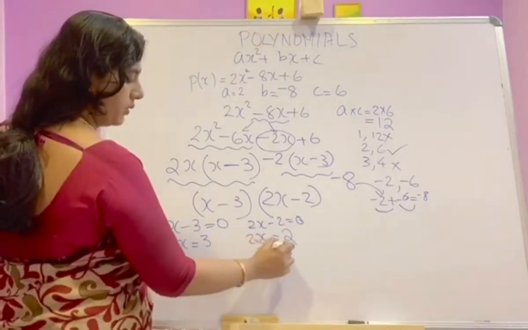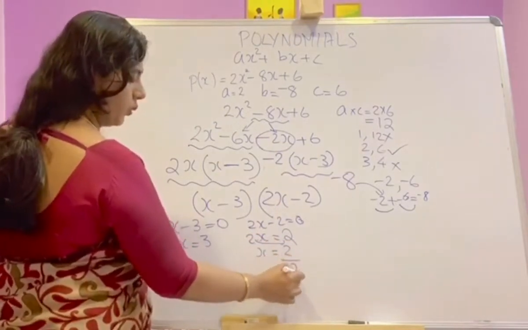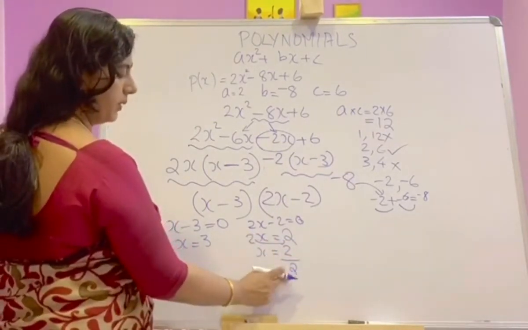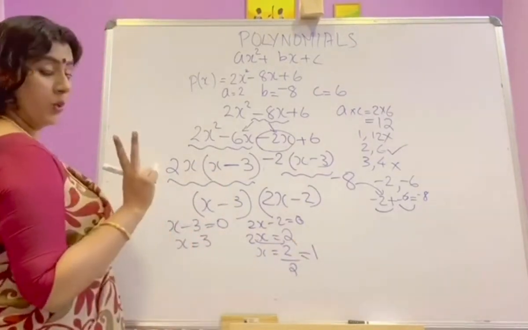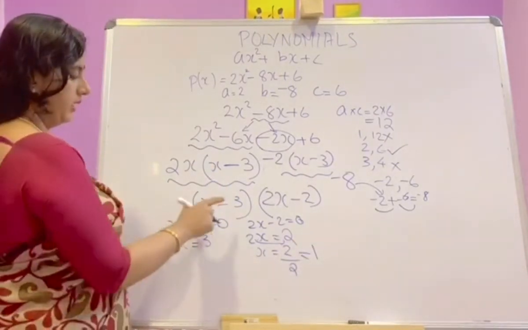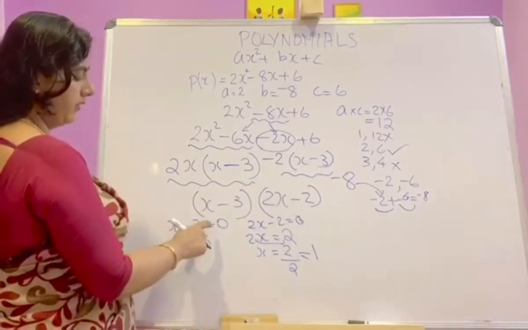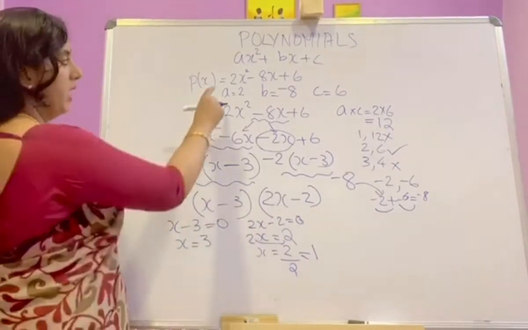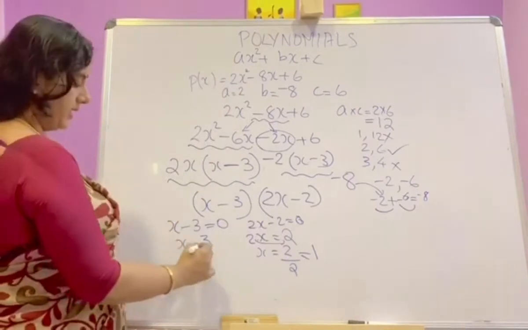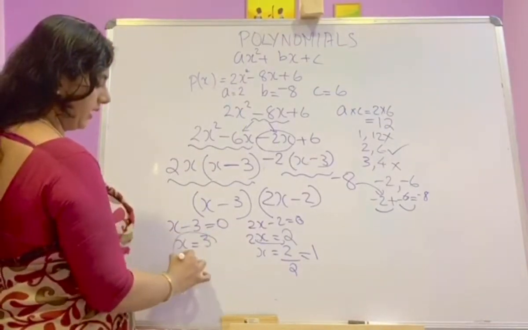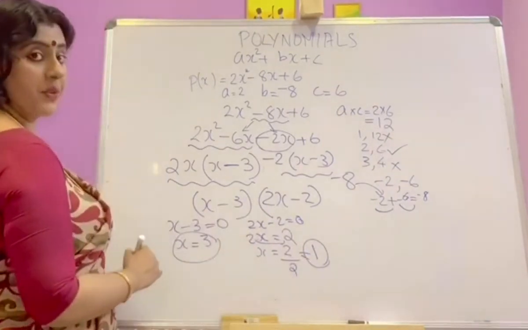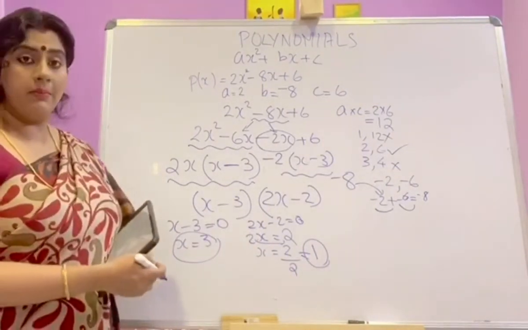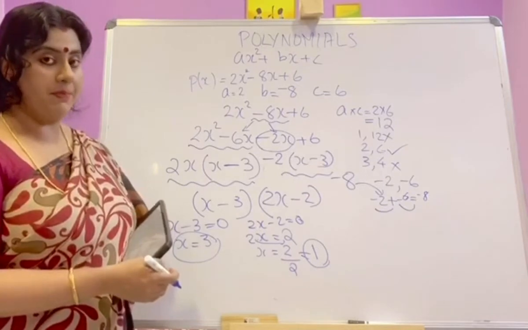This 2 going to RHS becomes divided by 2. From numerator it goes to denominator. 2 by 2 is 1. So we got 2 zeros here. These were factors. From that we got 2 zeros of this polynomial, that is x is equal to 3 and x is equal to 1. These are 2 zeros. Now let us name them generally alpha and beta.